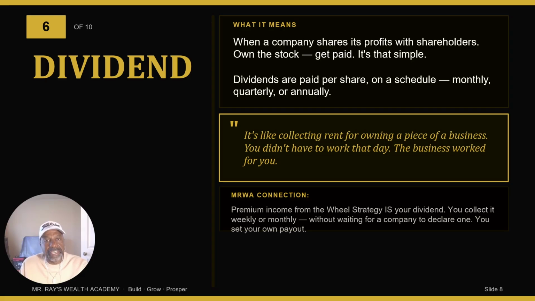That's passive income, okay? Here's the beautiful thing about the wheel strategy. You don't have to wait for the company to declare a dividend. You create your own. When you sell a cash secured put, you get the premium collected immediately. That's your dividend, paid in the moment that the trade is made, whether it's weekly, monthly, on your schedule. You are the company declaring the payout. Think about that. That's how you create real wealth.